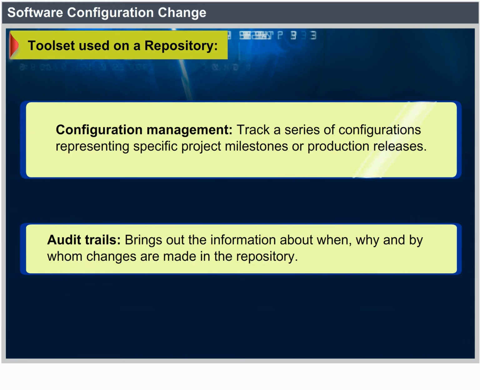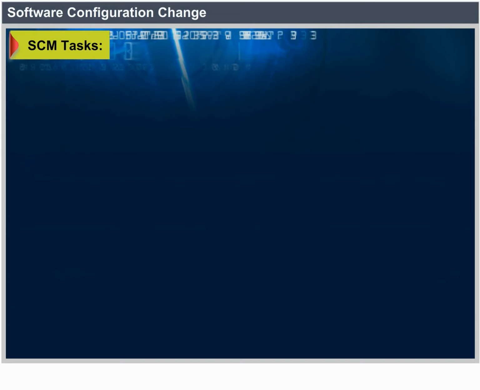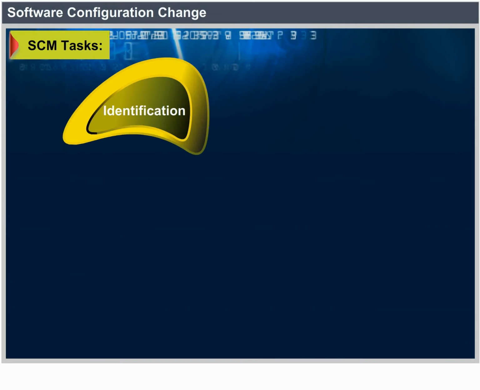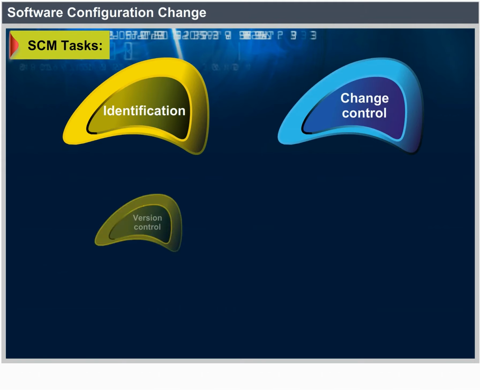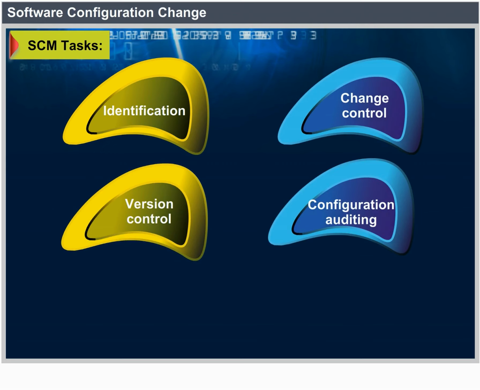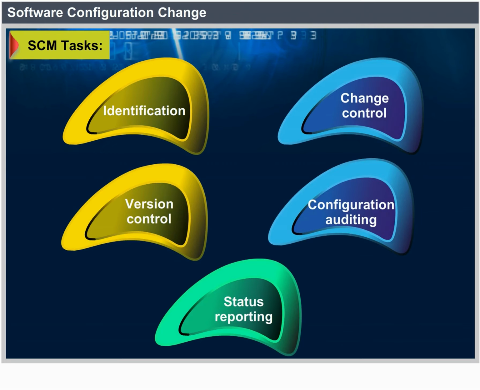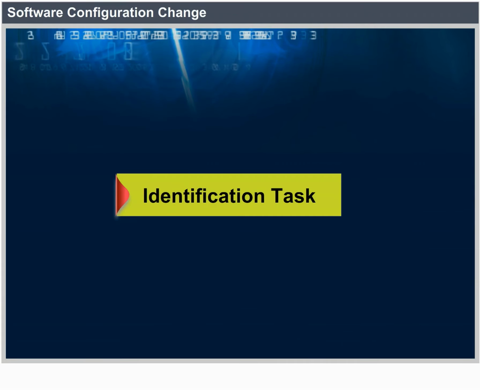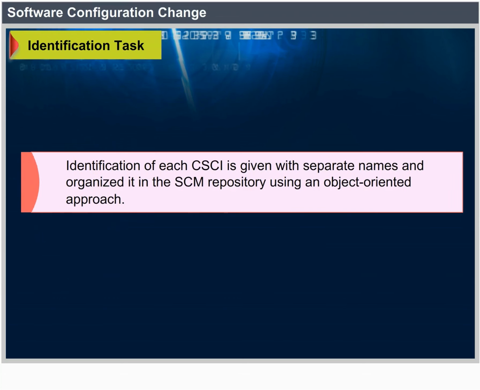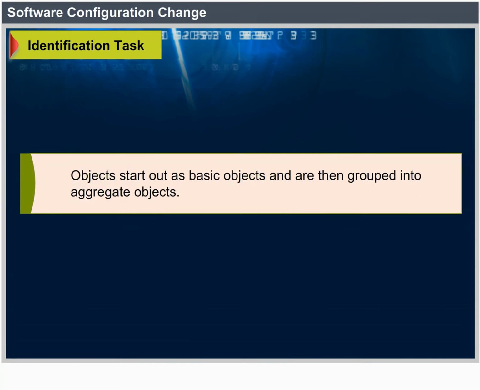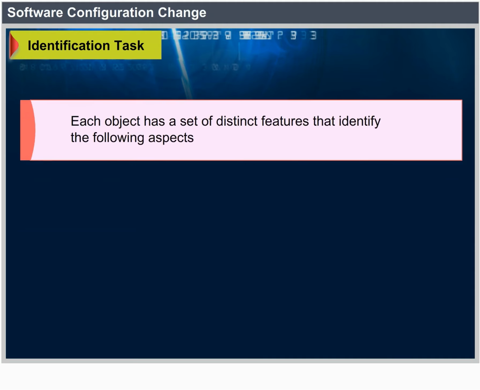SCM tasks: identification, change control, version control, configuration auditing, status reporting. Identification task. Identification separately names each CSCI and then organizes it in the SCM repository using an object-oriented approach. Objects start out as basic objects and are then grouped into aggregate objects. Each object has a set of distinct features that identify it.